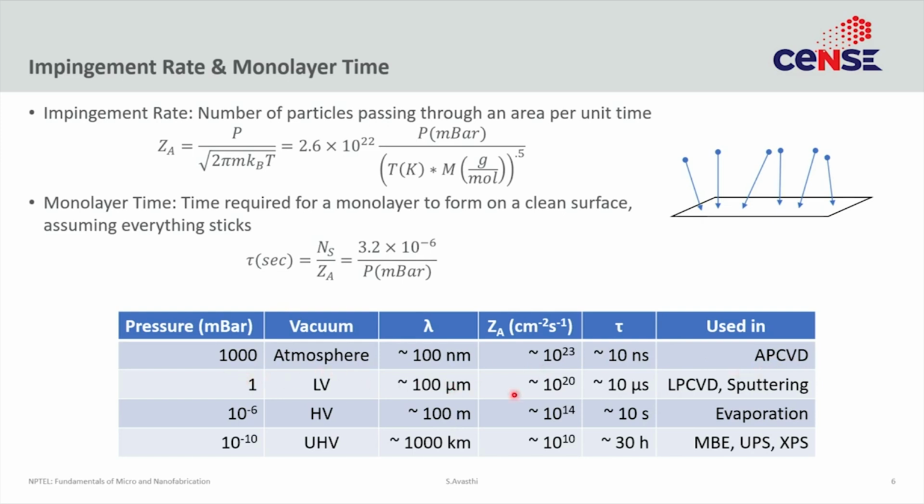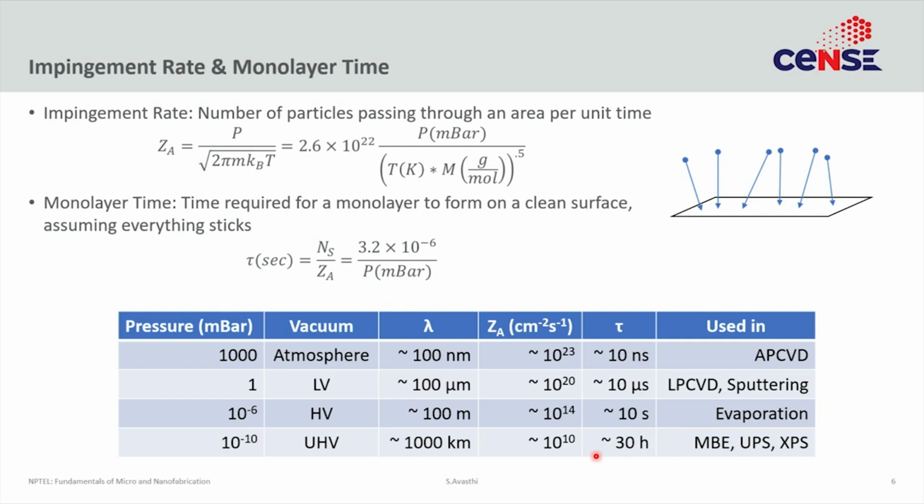So you get to LPCVD and the impingement rate reduces to 10 power 23 and the time to a monolayer is now 10 microseconds, but still fairly short. At least compared to the time of deposition, this is very small. But once you get to -6 regimes, the impingement rate is only 10 power 14, which means it takes 10 seconds to form a monolayer. Now we are getting into regions where it takes some amount of time to form a monolayer. And if you go even further, to ultra high vacuum -10, the time to monolayer is 30 hours. And this is the reason why you actually need ultra high vacuum to do characterization.